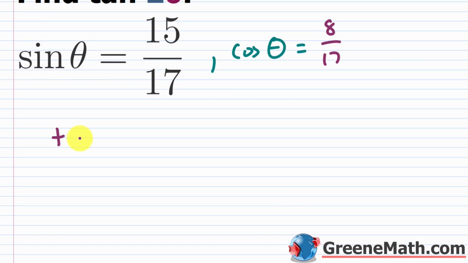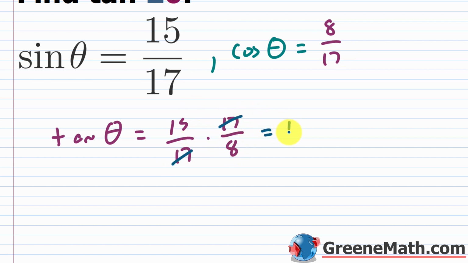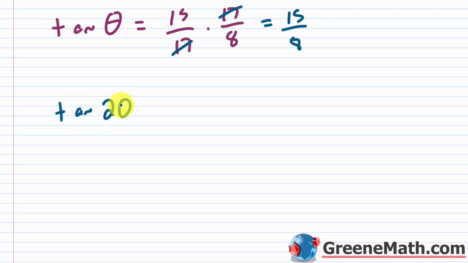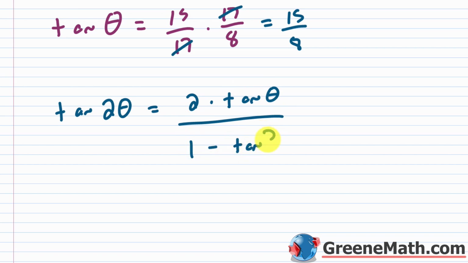Let's get rid of this and come down here. And for the tangent of theta, it's your sine value, so 15 over 17, divided by your cosine value, so 8 over 17. I'm dividing with fractions, so take the first fraction, multiply by the reciprocal of the second fraction. And so we see that this is going to cancel, and I have 15 over 8. All right, so for the tangent of 2 theta, it's going to be 2 times your tangent of theta over 1 minus tangent squared theta. So the tangent of theta is 15 over 8. And then tangent squared theta, so that's 15 over 8 squared.